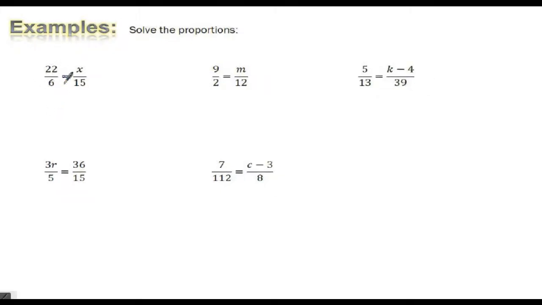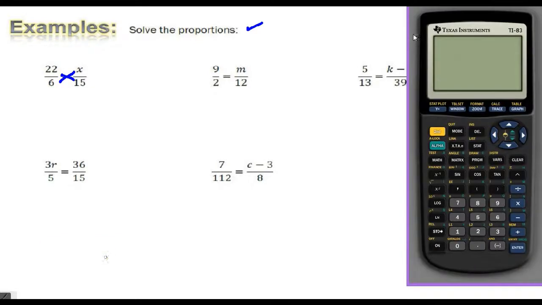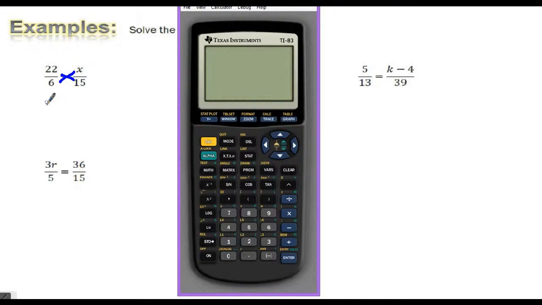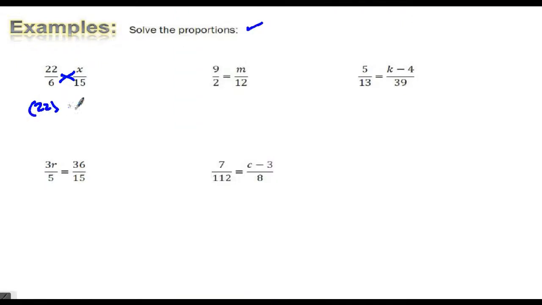Alright, so here are our examples. Let's start with the first one here: 22 divided by 6 equals x divided by 15. In order for us to solve proportions, we're going to cross multiply. That's the way we want to solve these proportions. So we're going to multiply 22 times 15, which means I'm going to need my calculator. We multiply 22 by 15, and we multiply 6 times x, which we write as 6x.